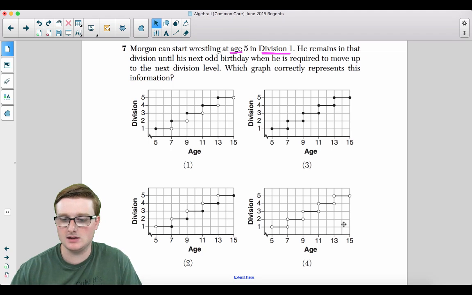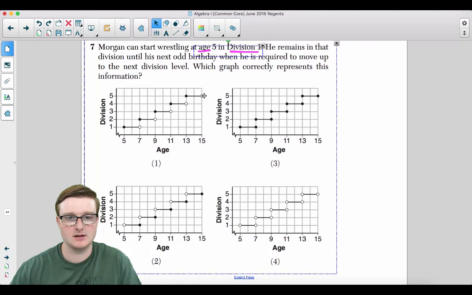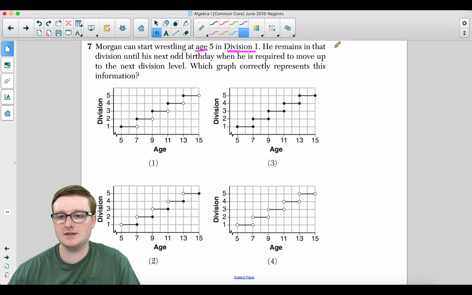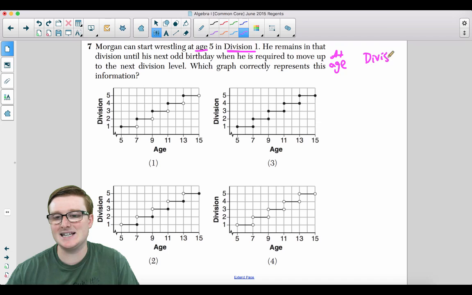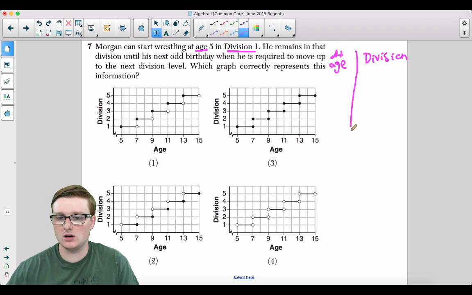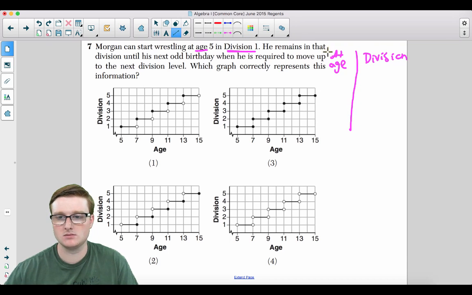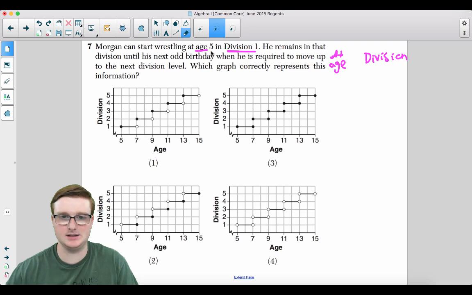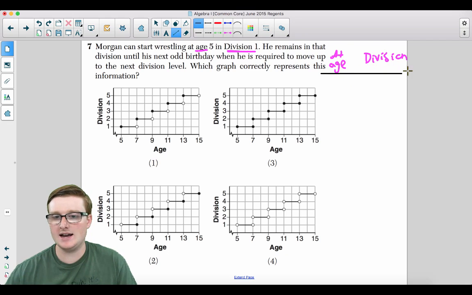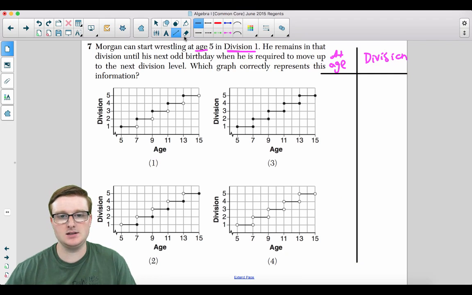Actually, you know what? Let me move all this over real quick. Okay. So, I'm going to write this down. At age whatever, what division is he in? Hold on 1 second. I hate how this software does this. Okay. So, at age whatever he is, what division is he in?